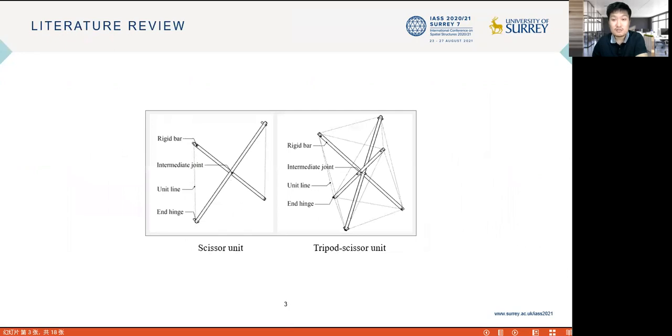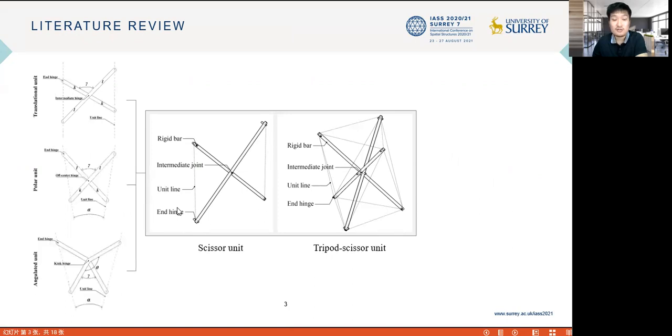Scissor-like elements is a popular type of deployable structures. The fundamental unit of this structure is shown here, which connects 2 members using an intermediate hinge, just like a scissor pair. The past studies have thoroughly examined the geometric and kinematic properties of scissor structures and developed 3 basic types of planar units, which are translational units, polar units, and angulated units.